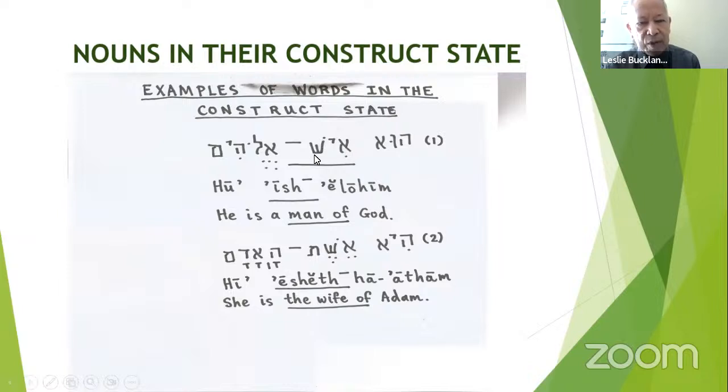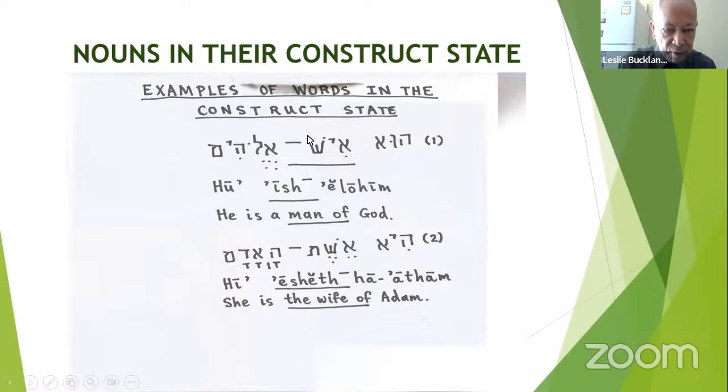So when you have this noun, ish, not standing by itself, the sentence does not end with ish, but the ish, that is man, is connected to another noun, which further clarifies or tells us who the man is, then we say that this noun is in the construct state.